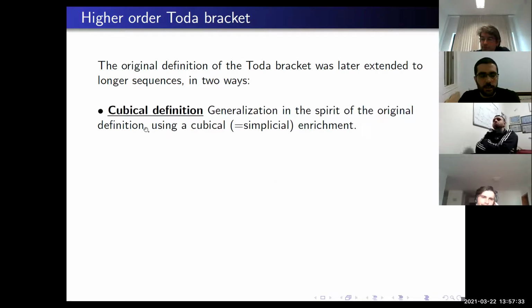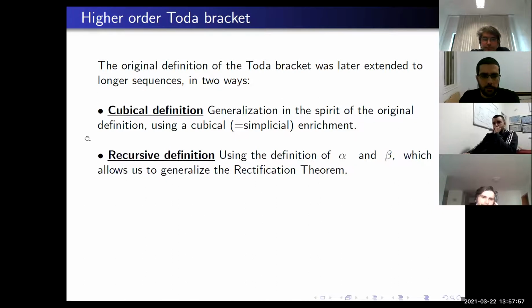The first way is a cubical definition. It's using cubes; one can define this in a category enriched by cubical sets, or even simply shell sets, but it's okay by cubical sets. I will explain it later. This is one way, and we have another way, a recursive definition, using the alpha and beta I defined before.